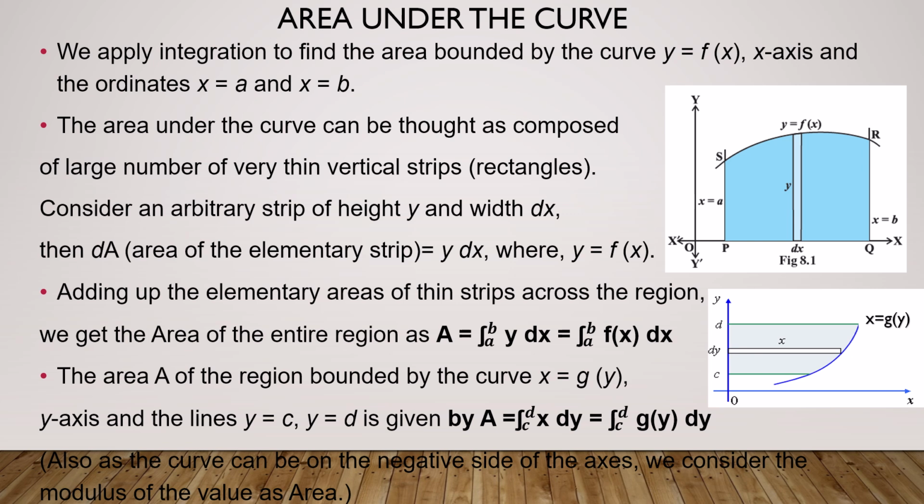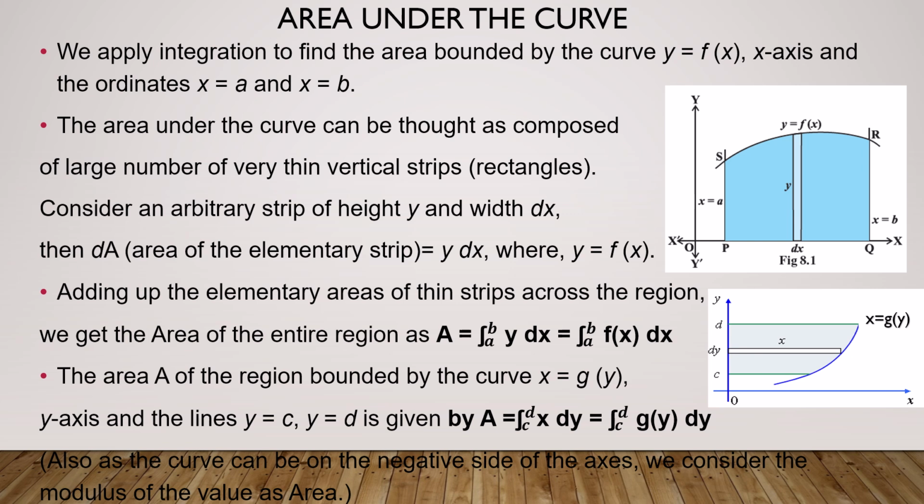So suppose if you consider one such arbitrary strip which has height say y and width dx, very small width, then dA, that is the area of the elementary strip, will be given by y into dx. Area of rectangle, length into breadth, so it is y dx. So when we add up all such elementary areas of thin strips, we get the total area under the curve. So the total area of the entire region, suppose we denote by A, is integral from a to b y dx, or integral from a to b f(x) dx.